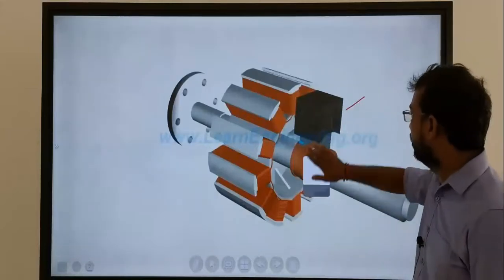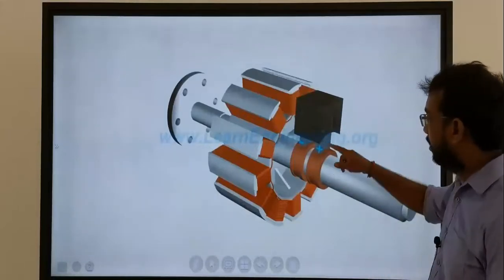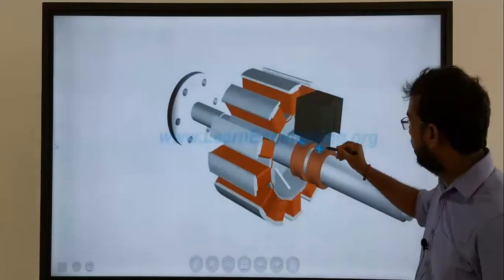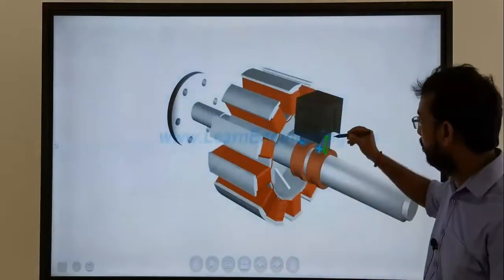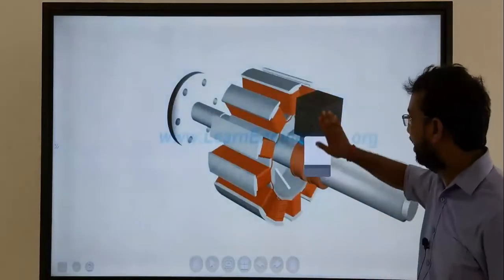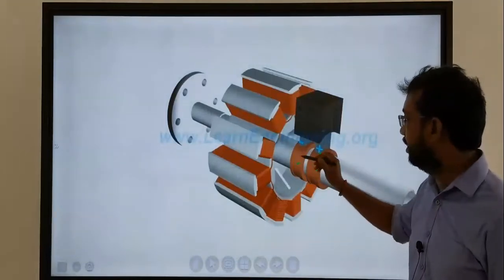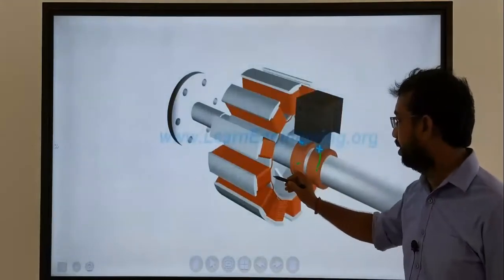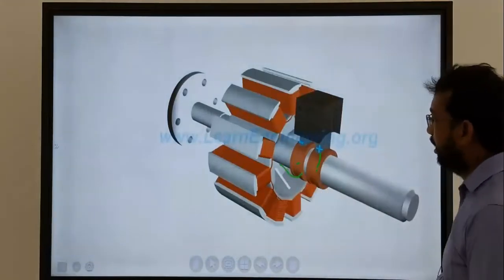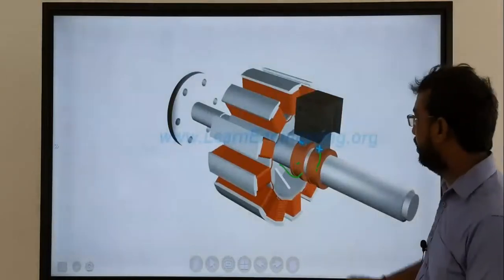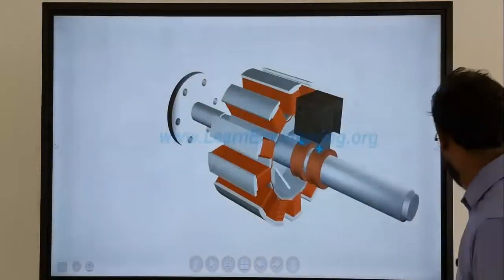So this is flexible. If there is any vibration, this switch moves like this, and it absorbs the vibration. So it passes through the slip rings, and the slip rings then give the supply to this rotor.